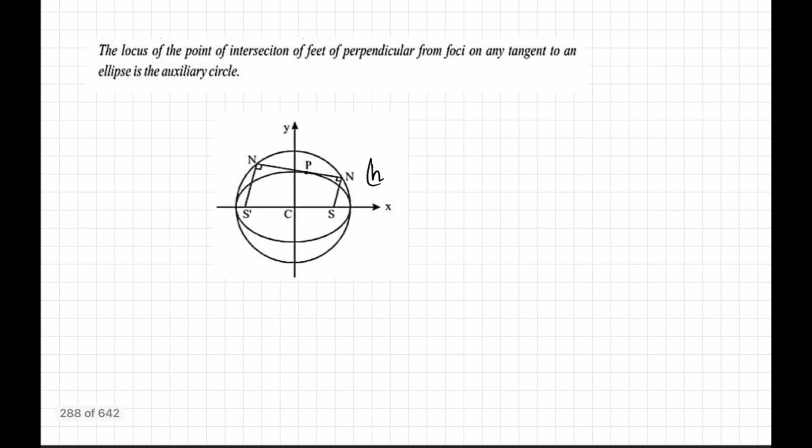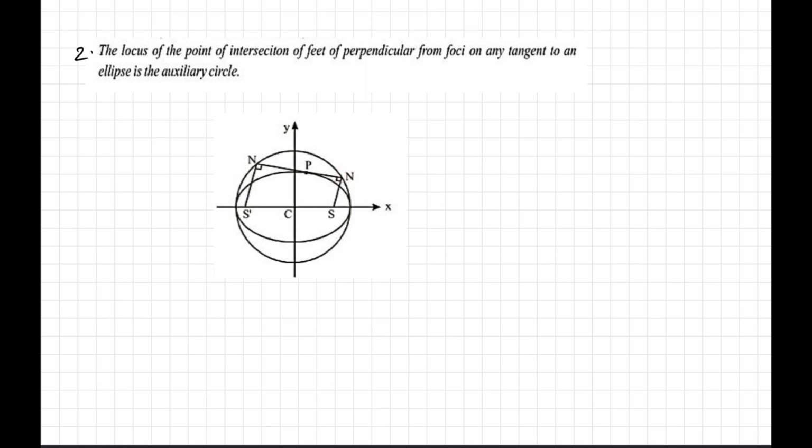So the next property says, this is the second property. The locus of the point of intersection of feet of perpendicular from foci on any tangent to an ellipse is the auxiliary circle. So what do we have, suppose? We have taken an ellipse and this is the corresponding auxiliary circle. If we drop a perpendicular from the foci on this tangent, the point of intersection we get, which we can also call the foot of perpendicular, will lie on the auxiliary circle.